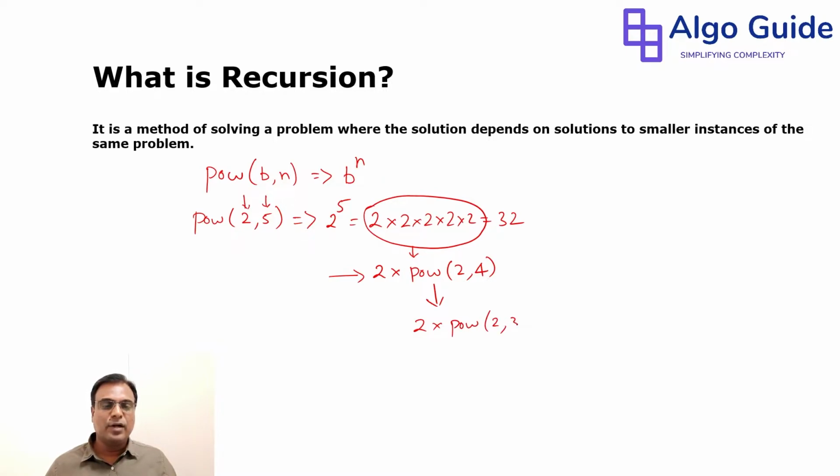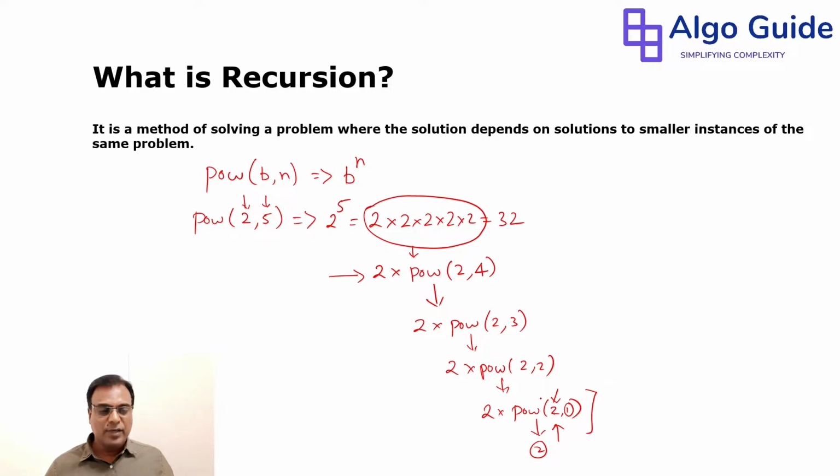Now this power with base 2 and 4 can now be represented as 2 multiplied by power method with now instead of 4 we decrement the value by 1, it becomes now 3. This can further be represented as 2 into power 2, 2. This can further be represented as 2 into power 2, 1. Now when this method is called with the value of n as 1, it returns the value 2 because this forms the base case. So whenever the value of n is 1, you return the value of the base. So in this particular case, it gives the value as 2.